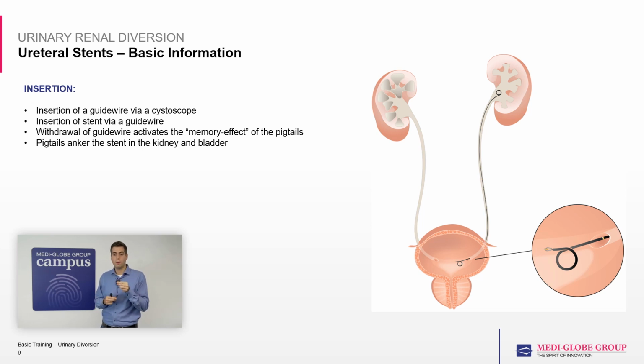When I'm at the right location, that means the kidney pigtail is inside the kidney, I can slowly remove the guide wire, and due to that, the pigtail will start to form again, first inside of the kidney and afterwards inside of the bladder, ensuring a safe fixation of the ureteral stent inside of the urinary tract.